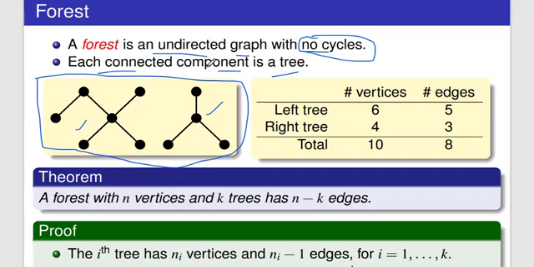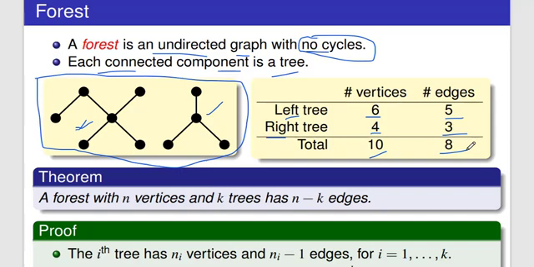Now let's say the left tree: how many vertices are there? 6. How many edges are there? We already know it's n minus 1 edges, so 5, and you can count them: 1, 2, 3, 4, 5. And the right tree has 4 vertices and 3 edges. If we total them for the forest, how many? 10 vertices and 8 edges.